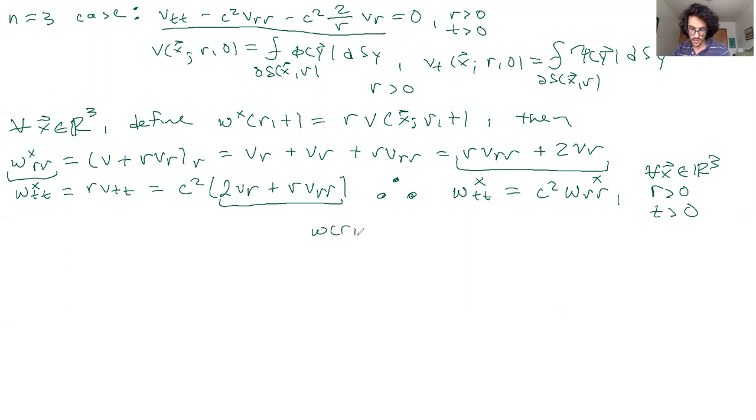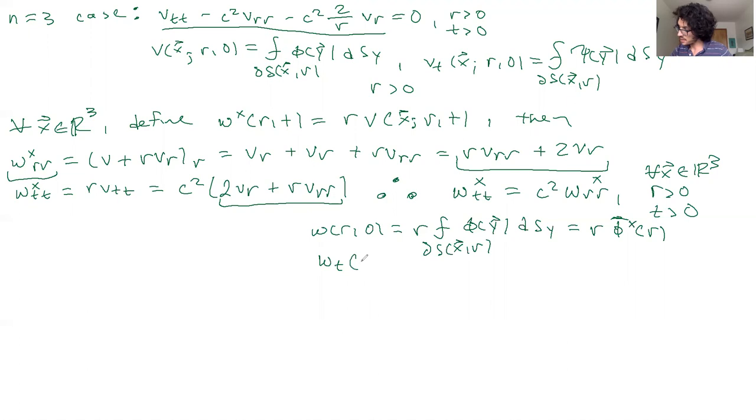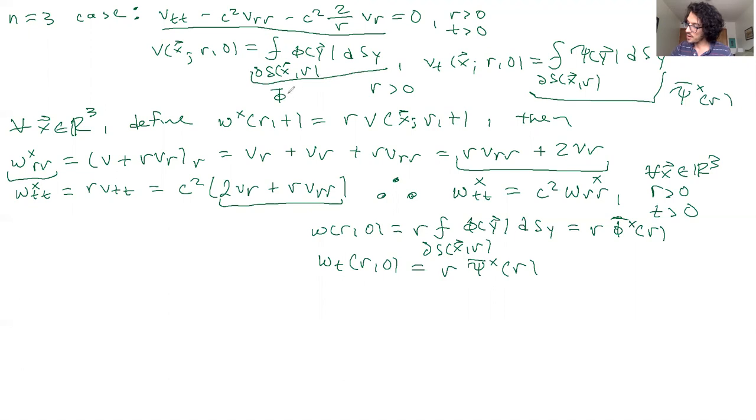And furthermore, I can get some initial conditions. W(r, 0) is equal to r multiplied by these initial conditions in V, so just r, let's call it phi bar x of r. And then in a similar way, I can write down W_t(r, 0) is equal to just r times something I'll call psi bar x of r, so I don't have to keep writing that whole thing out. Sorry, psi bar x of r. And this is my phi bar x of r.